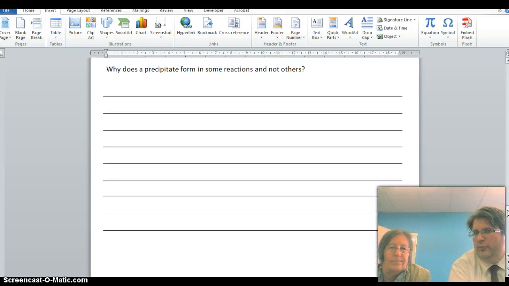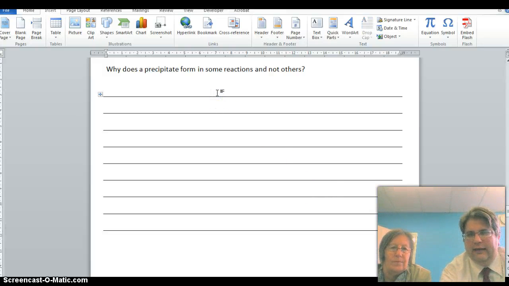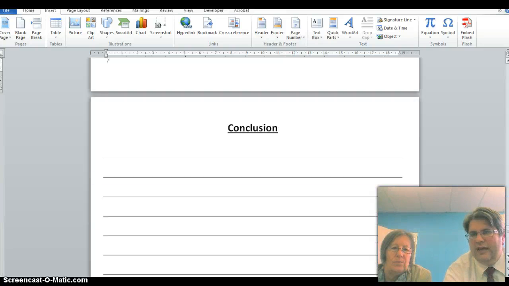Why does a precipitate form in some reactions and not others? And the important thing to look up there is something called solubility. That's spelt S-O-L-U-B-I-L-I-T-Y. If you look up solubility, you'll find the answer to that question. We're nearly finished now. There's only 2 things left to do, which is answer these here.